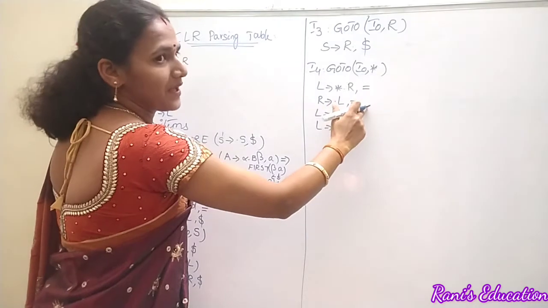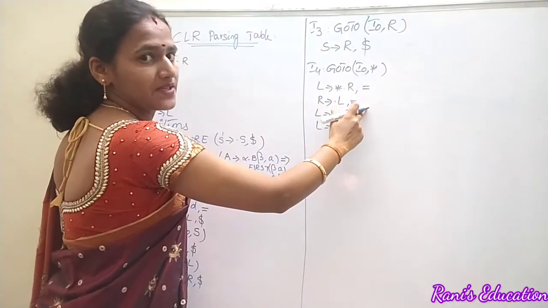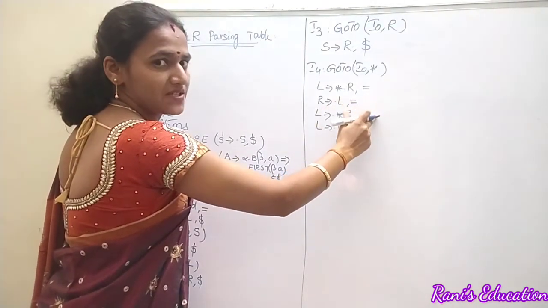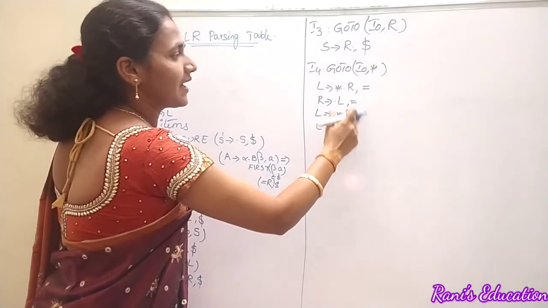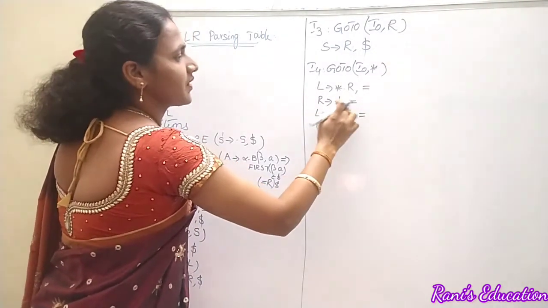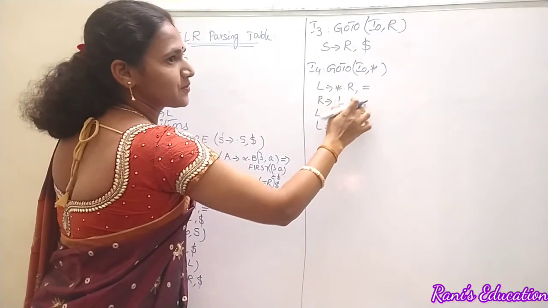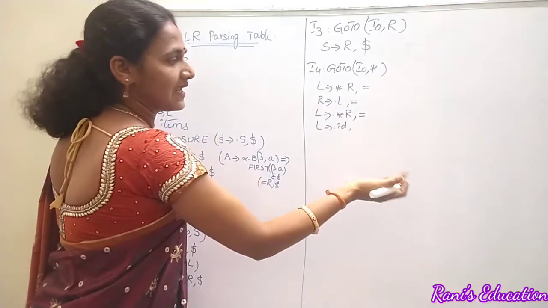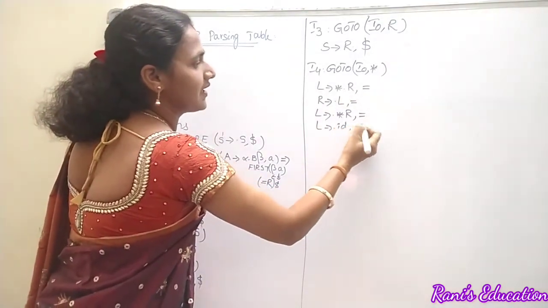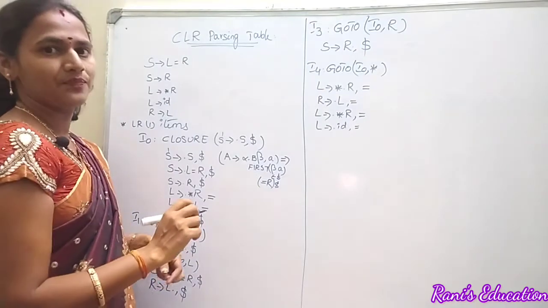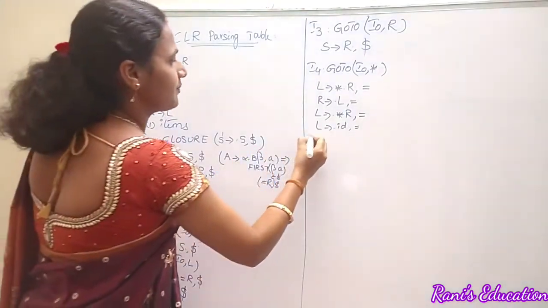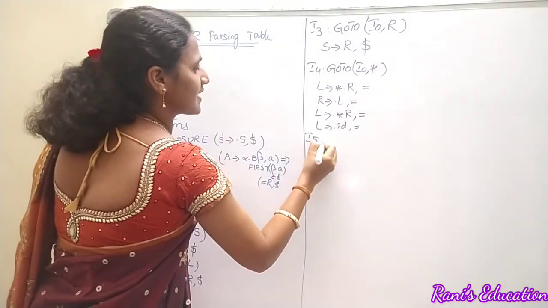So you are going to apply the rule A derives alpha dot B beta comma E, that is first of beta A. So we'll get the lookahead as equal. Why? Because here beta is epsilon. Epsilon into equal, we'll get equal only. For this also we will get equal as the lookahead. Okay. Now move on to next item.